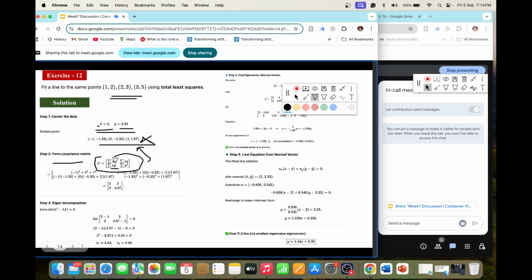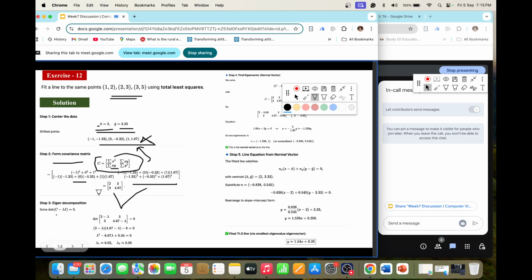So sigma x square at position 1 1, at 1 2 we have sigma xy, at 2 1 we have sigma xy, and at the last position 2 2 we have sigma y square. So we get the covariance matrix. Once we have the covariance matrix, we have to find the eigenvalues. How can we find the eigenvalues? Very easy: the determinant of C minus lambda I equals 0. That is how we find the eigenvalues.